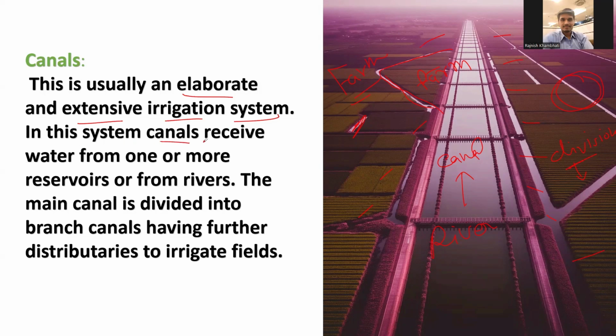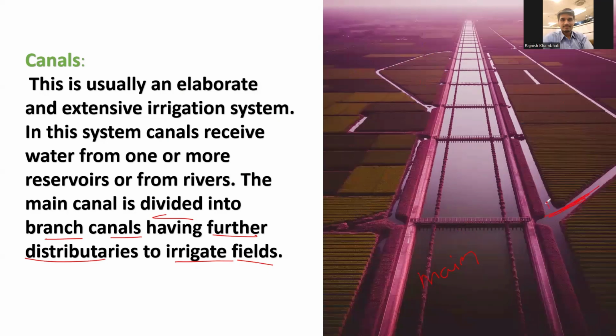In this system, canal receives the water from one or more reservoirs, for example, a river. And this is called the main canal. And these are divisions. So the main canal will divide into branch canals, having further distributaries to the irrigated field. So this is the main canal, this is the division, and through the division, it will enter into this farm.